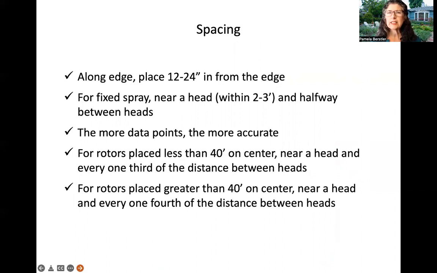I would say 2 feet from any edges. If you're working with rotors that cover obviously a much larger area, the formula is a little bit different. So if it's rotors that are closer than 40 feet on center, instead of going halfway, we're going to go every third. If the area between rotors is greater than 40 feet, then you're actually going to divide that up into fourths.